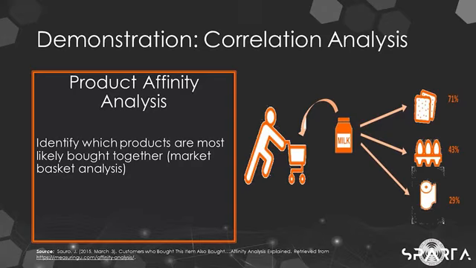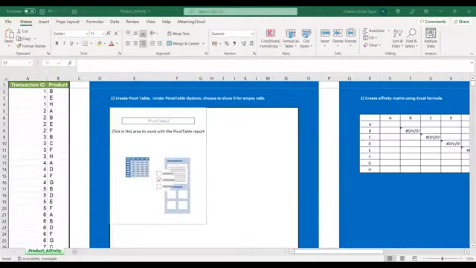In this next tutorial, we will apply correlation analysis to identify products that are most likely bought together in a store. Product affinity analysis provides insights into what customers purchase together in a transaction or in a shopping trip. Insights from this analysis may be used to come up with product bundling strategies or inform store layout optimization.